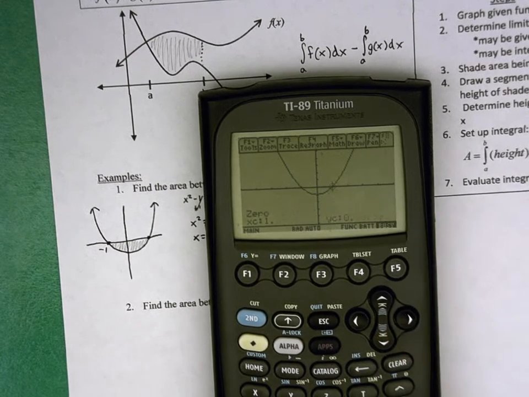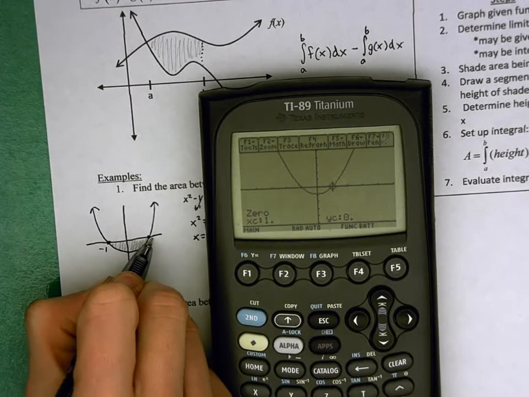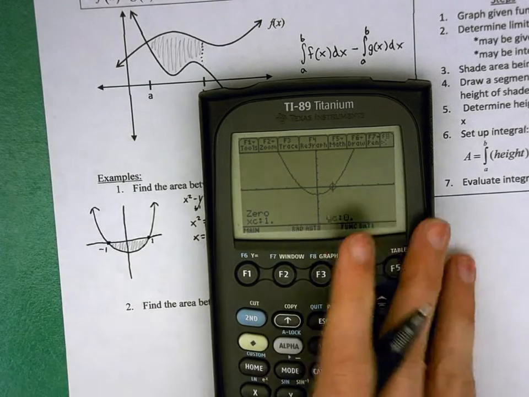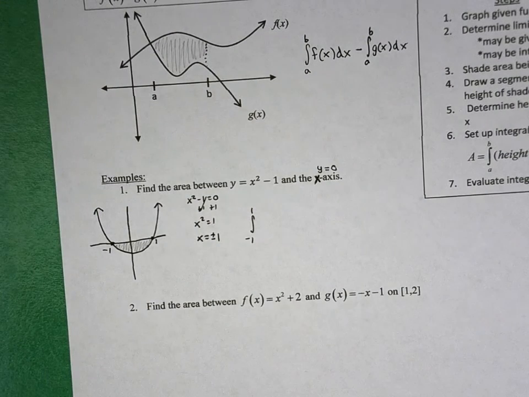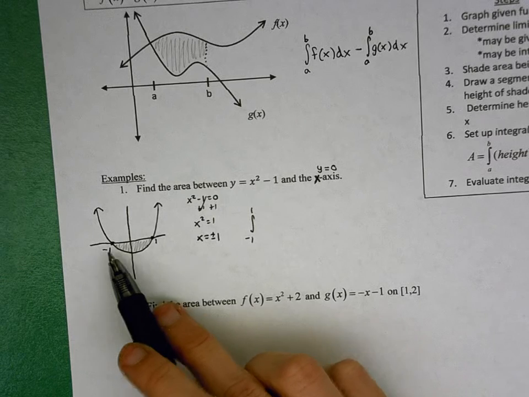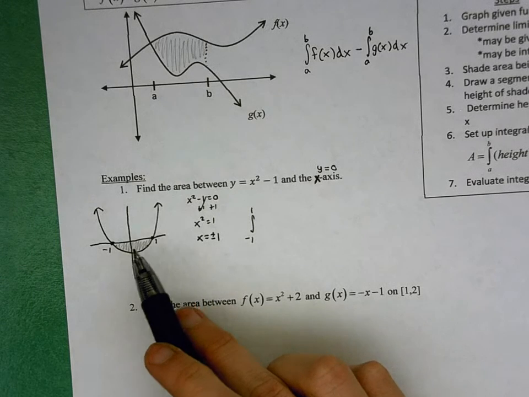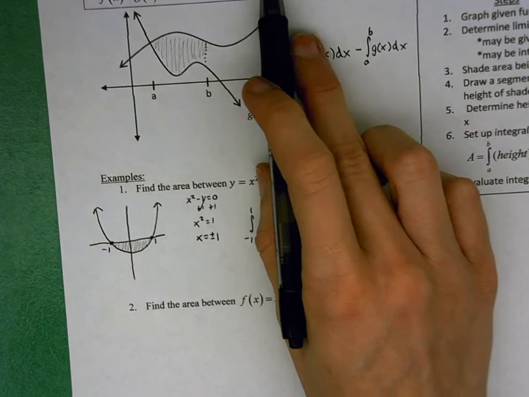Lower bound, upper bound, and it'll give you 1. Okay, so sure enough, our lower and upper bounds are negative 1 and 1. So to find the area of that region, we're going to do our upper graph, our f of x, minus our lower graph, our g of x.